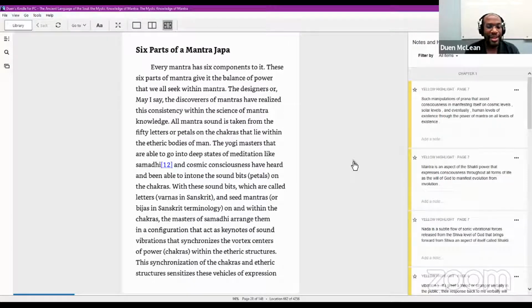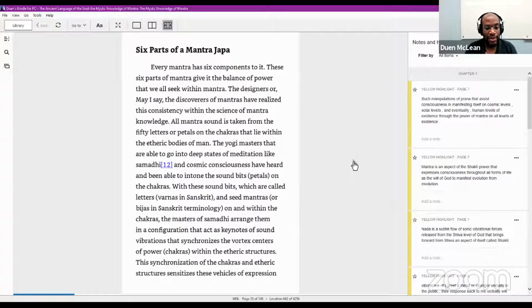All mantra sound is taken from the 50 letters or petals of the chakras that lie within the etheric bodies of man. The yogi masters that are able to go into deep states of meditation, like samadhi and cosmic consciousness, have heard and been able to intone the sound bits, petals on the chakras. With these sound bits, which are called letters, varnas in Sanskrit, and seed mantras, or bijas in Sanskrit terminology, on and within the chakras, the masters of samadhi arrange them in a configuration that act as keynotes of sound vibrations that synchronizes the vortex centers of power, chakras, within the etheric structures.